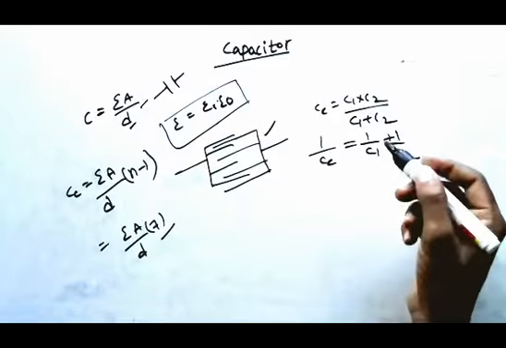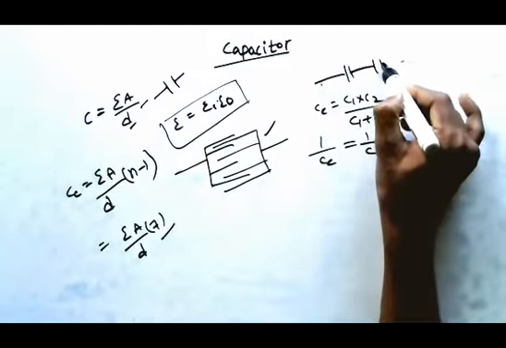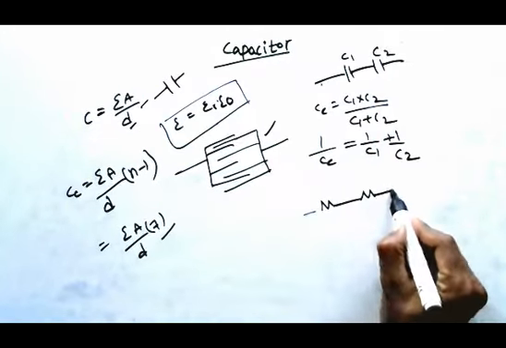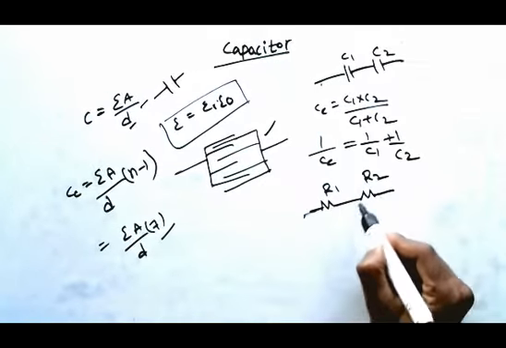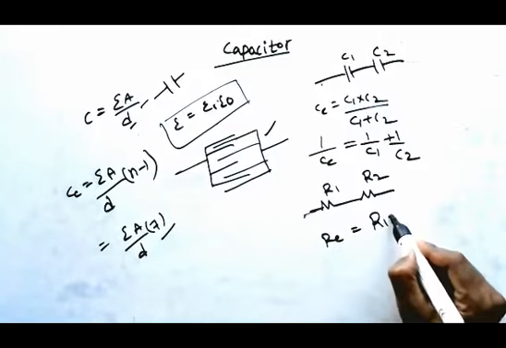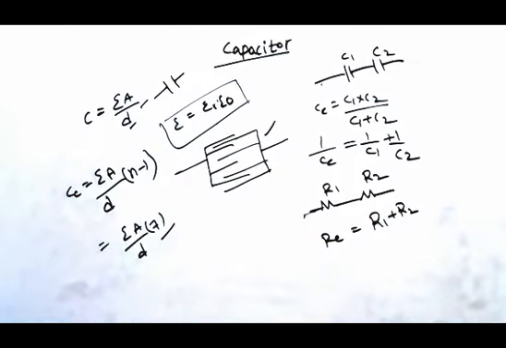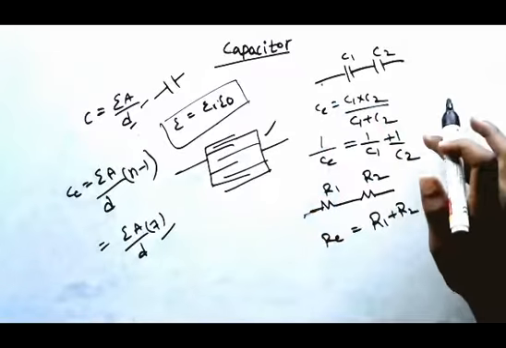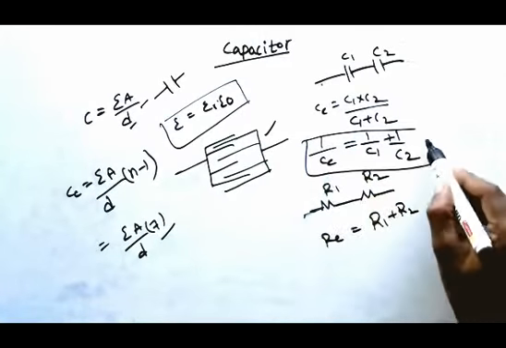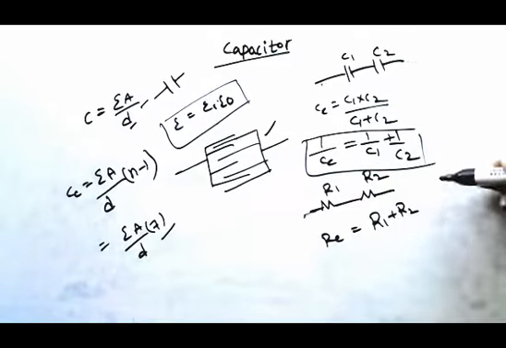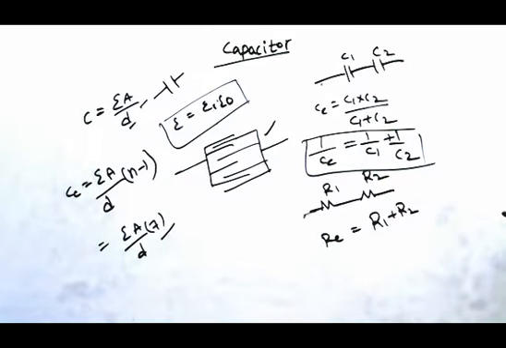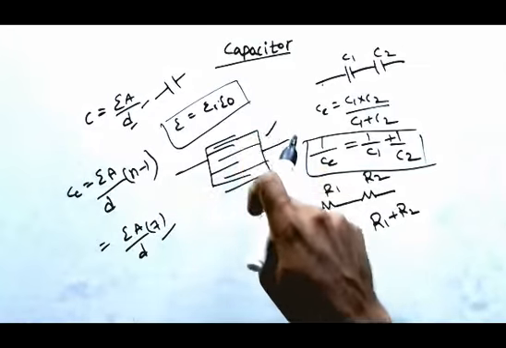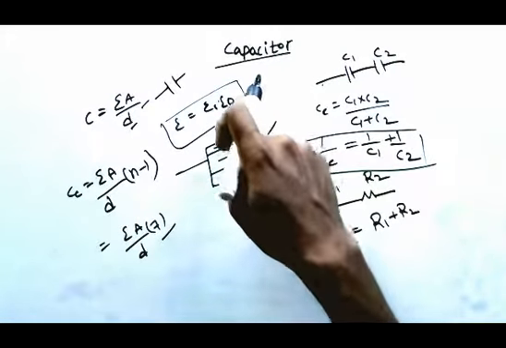When resistors R1 and R2 are connected in series, R equivalent is equal to R1 plus R2. Here the capacitors are connected in series, but the equivalent capacitance is in this form. That's why there is an inverse relation between the capacitor and the resistor. So if the capacitor is designed in this fashion, the equivalent capacitance is this.